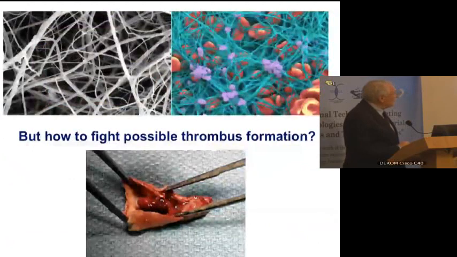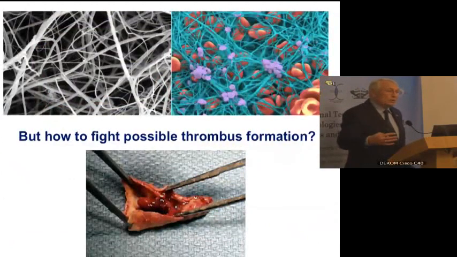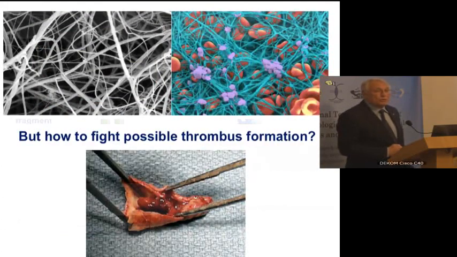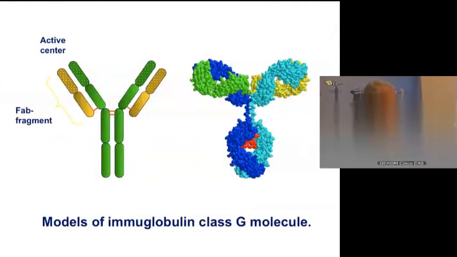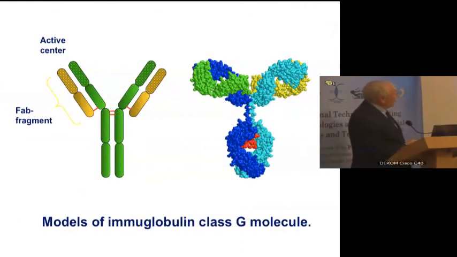But how is it possible to fight thrombus formation, not only for diagnostics, but for possible therapy? There are several approaches which we have used. The first one was, again, the antibody molecule and its Fab fragment and its active center. If there are antibodies which inhibit fibrin polymerization, they inhibit thrombus formation.